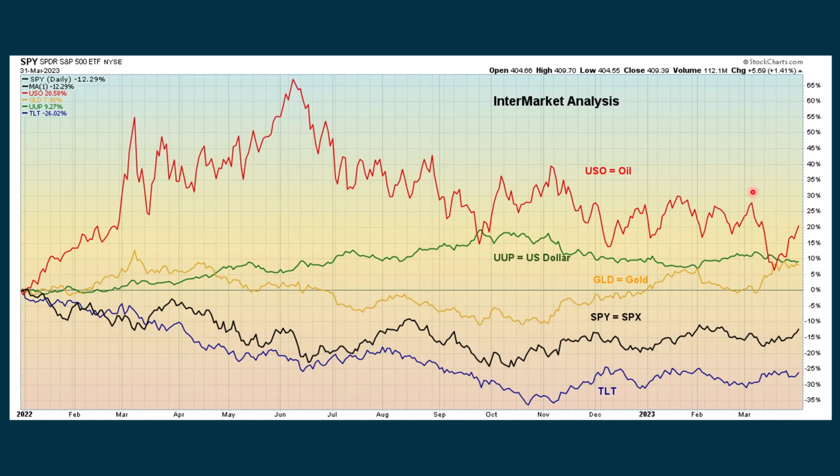Then our InterMarket Analysis chart going back to the beginning of 2022. Oil is still in the lead, followed by the dollar. Gold has been showing some improvement. Still negative going back that far are stocks and bonds, but both are starting to show some improvement.